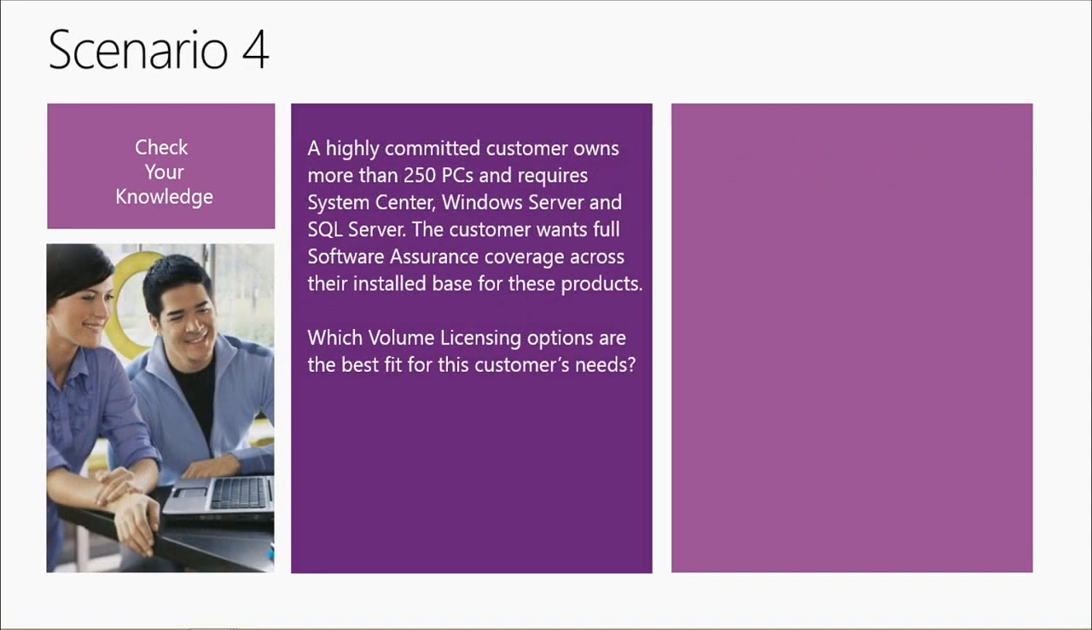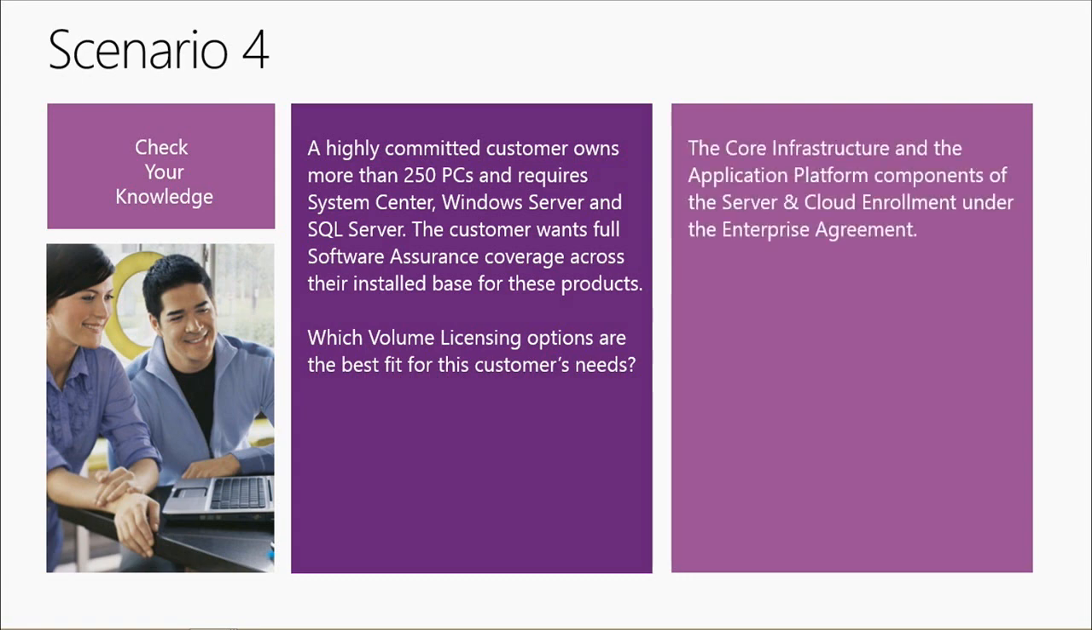The next scenario: we have a highly committed customer who owns more than 250 PCs and requires System Center, Windows Server, and SQL Server. The customer wants full Software Assurance coverage across their installed base for these products. Which volume licensing options are the best fit for this customer's needs? And our answer: the Core Infrastructure and the Application Platform component of the Server and Cloud Enrollment under the Enterprise Agreement.